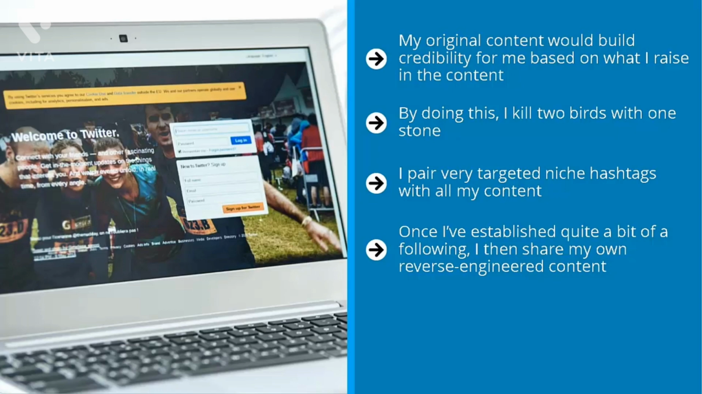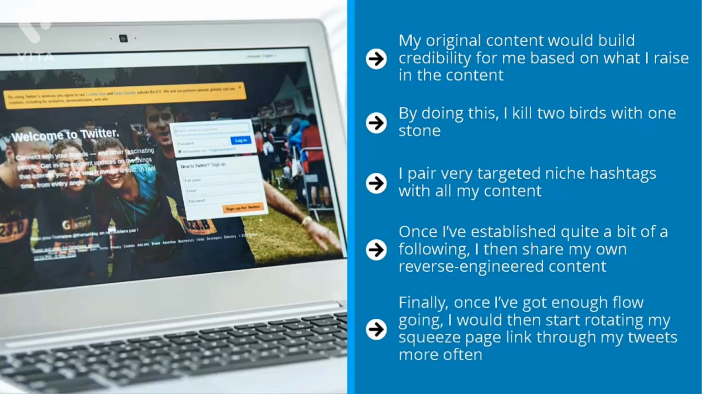Finally, once I've got enough flow going, I would then start rotating my Squeeze page link through my tweets more often. Instead of showing my Squeeze page tweets once every 2 days or once a week, I can start showing it every few hours. However, it only makes sense to do this once you have established a decent number of followers and there's a high enough overall engagement level with your tweets. This is the general strategy. You can do this either manually or on full auto.